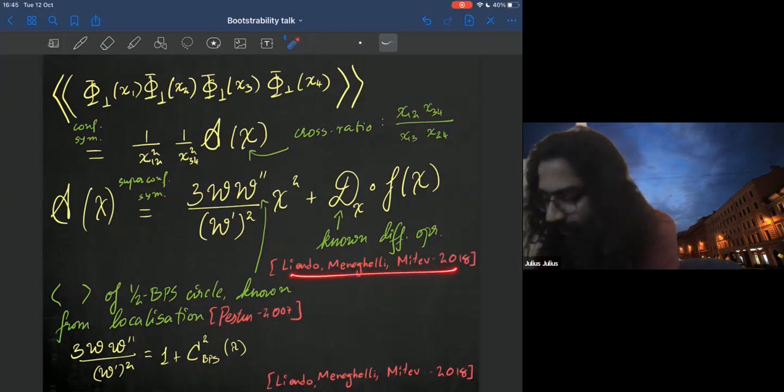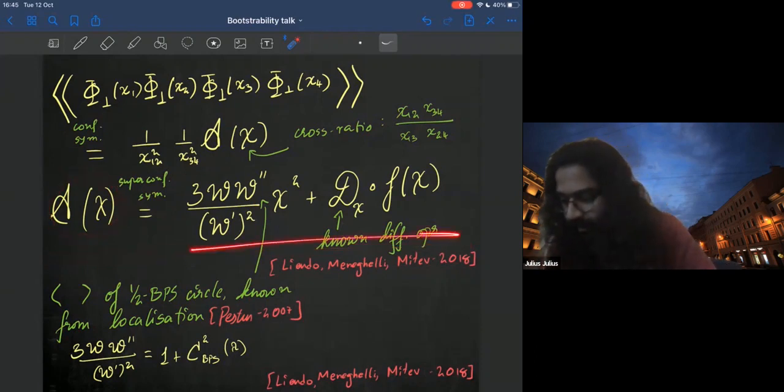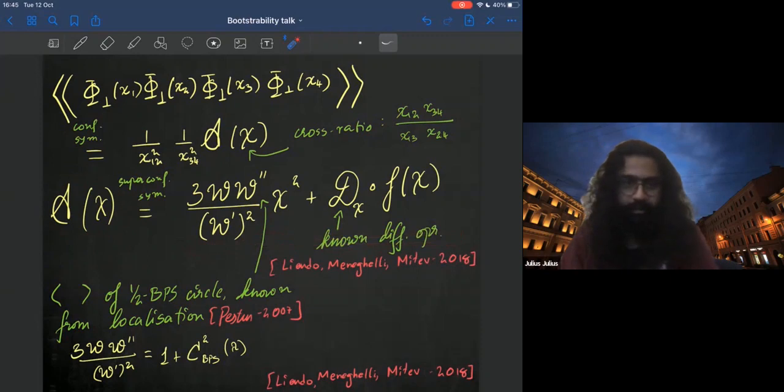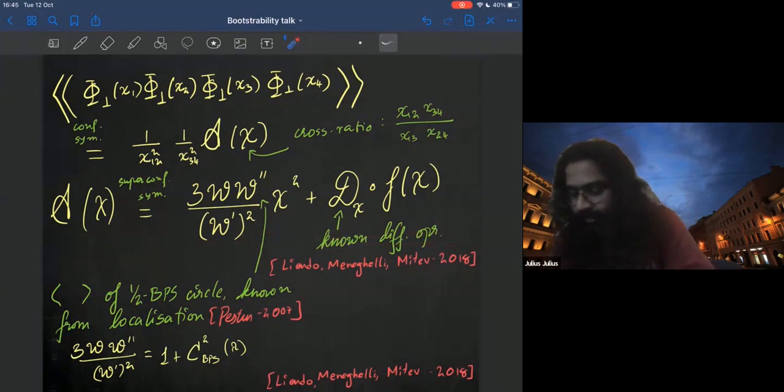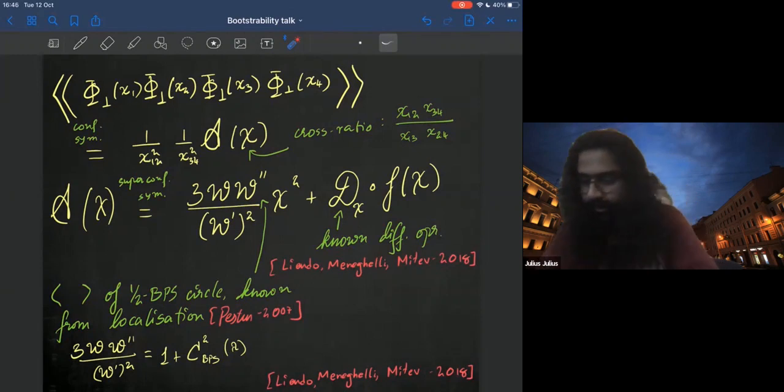But then what Meneghelli, Liendo, and Mitev were able to show, using constraints from superconformal symmetry, is that they could write this function like this, which doesn't look much more simplifying at first. But basically, if you write it like this, then you can do an OPE which respects superconformal symmetry, so it's very useful.